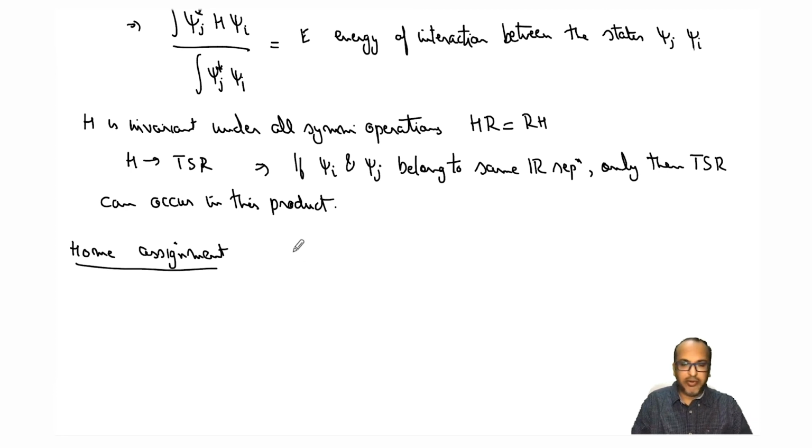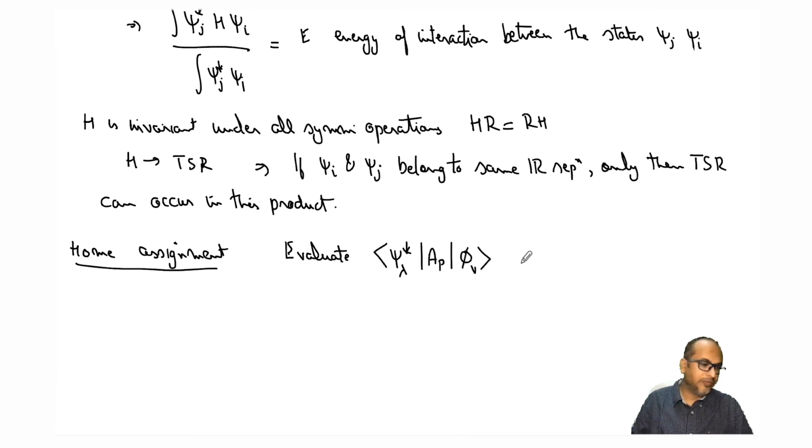So let's say I want you to evaluate psi lambda star, let's say AP, and phi v. This is a bracket notation. Basically, it means the same thing as the way it is written over here, but let's not worry about that. This is another form in which you may get questions in different books. That's why I'm using this notation over here.